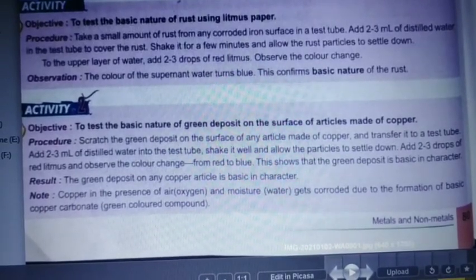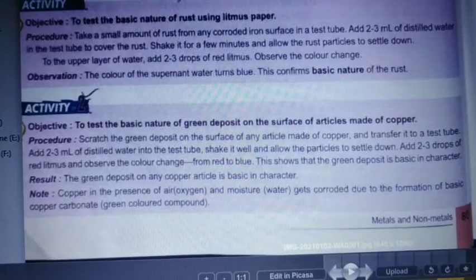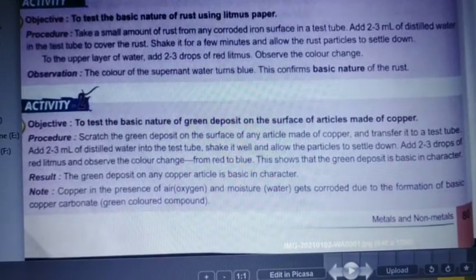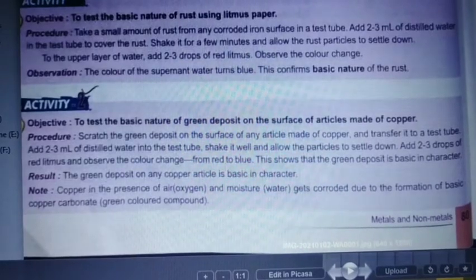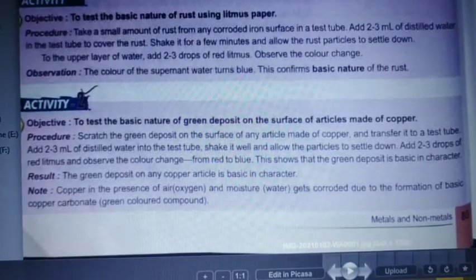Now I think you understood that rust is basic in nature, and the green deposit on the surface of copper is also basic in nature. You can explain it also.